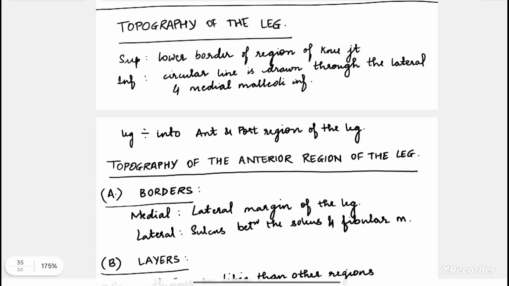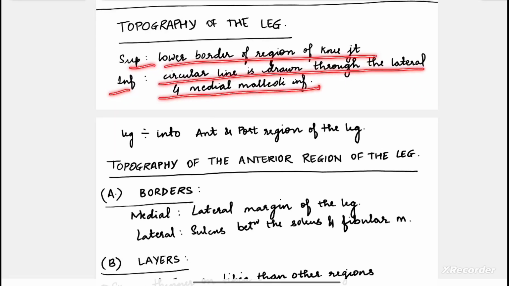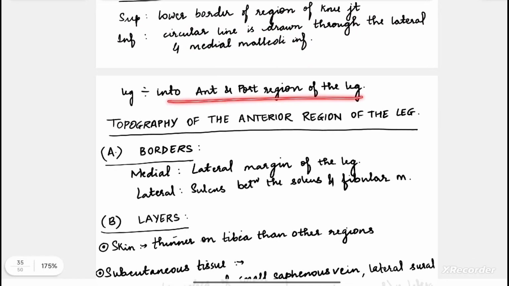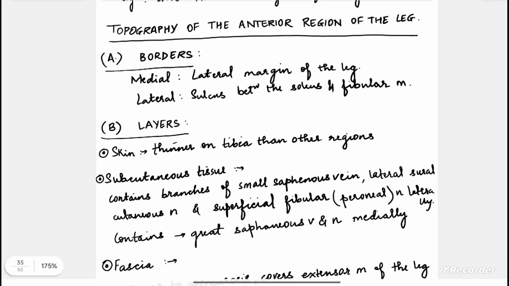Topography of the leg. Superiorly, the lower border of the region of the knee joint. Inferiorly, a circular line is drawn through the lateral and medial malleoli. The leg is divided into anterior and posterior regions. Topography of the anterior region of the leg.